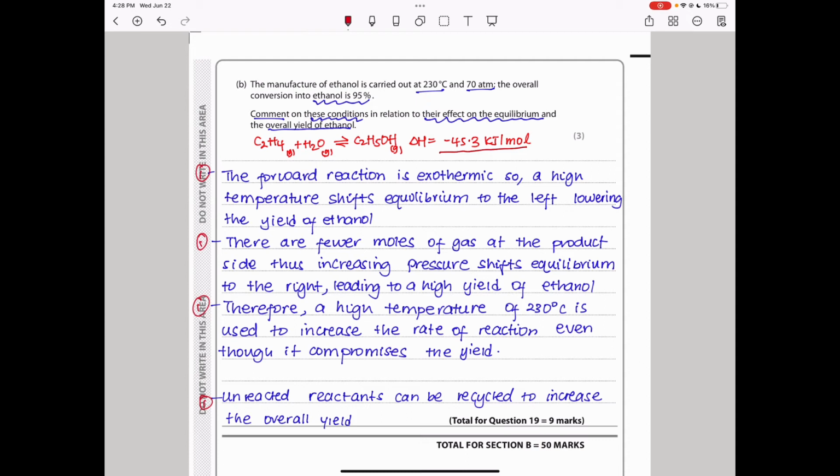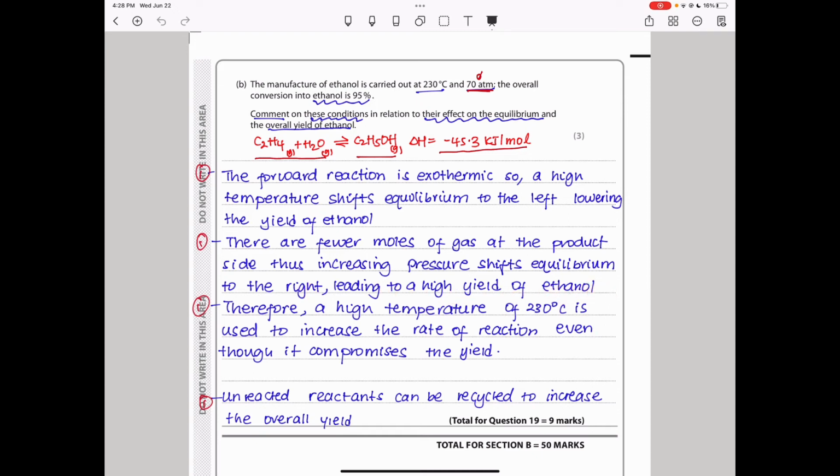Now, when you use a higher pressure of 70 atmospheres, based on here, we can see we have 2 moles and here we have 1 mole. Using a higher pressure of 70 atmospheres will shift equilibrium to the product side, leading to production of more moles of ethanol. So it means there is going to be a contrast between the two. So let's see what I wrote. I said the forward reaction is exothermic, so high temperature shifts equilibrium to the left, lowering the yield of ethanol. That is correct, because of course the forward reaction is exothermic and it prefers less heat or lower temperature. Then there are fewer moles of gas on the product side in comparison to the reactant side, so increasing pressure shifts equilibrium to the right side, leading to a higher yield of ethanol.